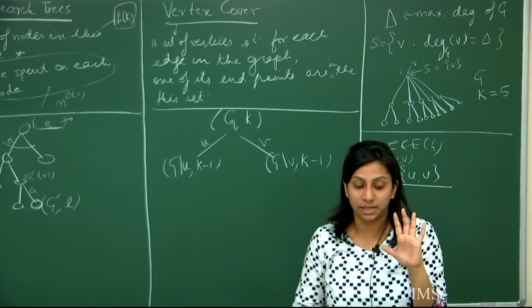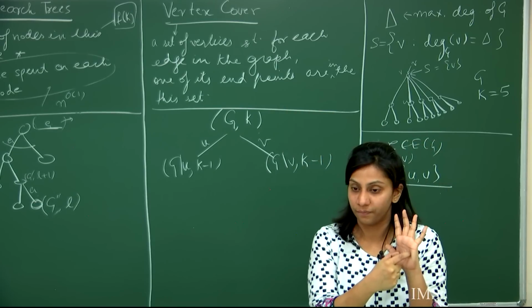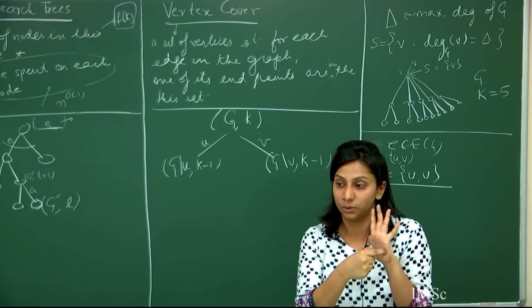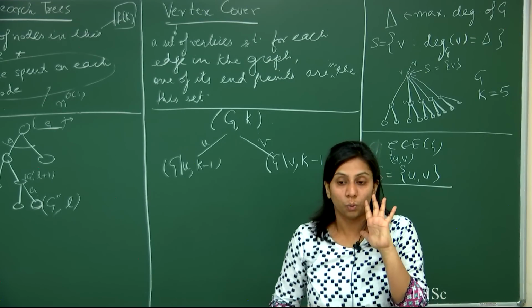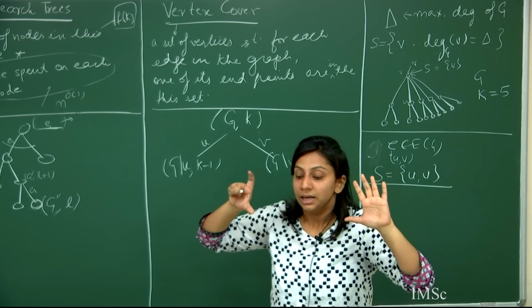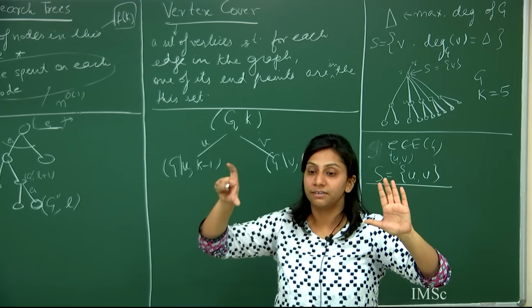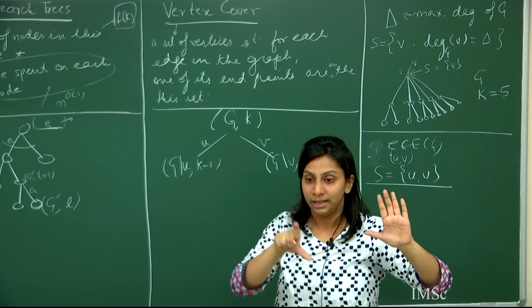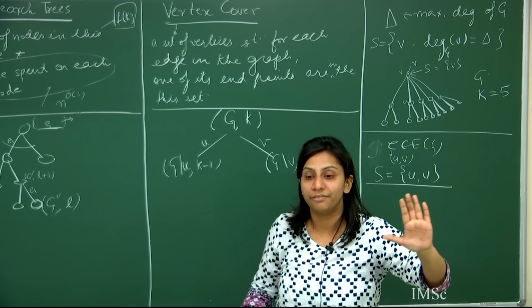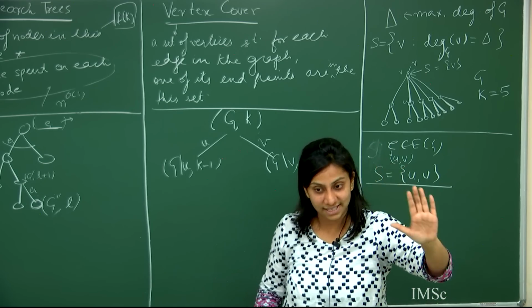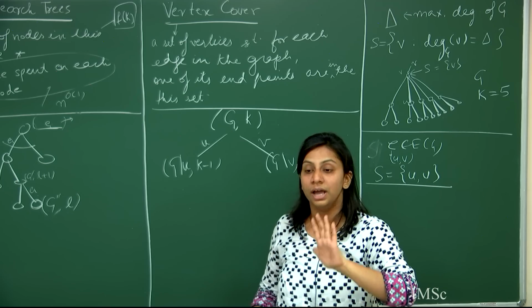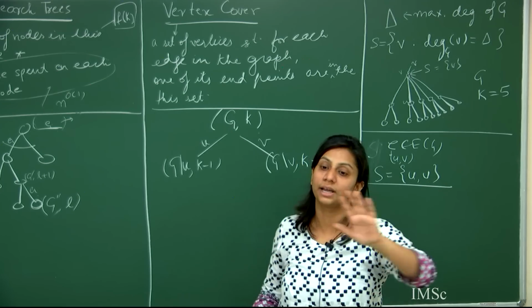So suppose there is even one edge in this graph, then can there be a vertex cover of size 0 in this graph? No. So basically I'm saying checking whether the graph has a vertex cover of size 0 or not is equivalent to checking whether the graph has an edge or not. Because if the graph has an edge, it cannot have a vertex cover of size 0. And if the graph has a vertex cover of size 0, then it cannot have an edge.